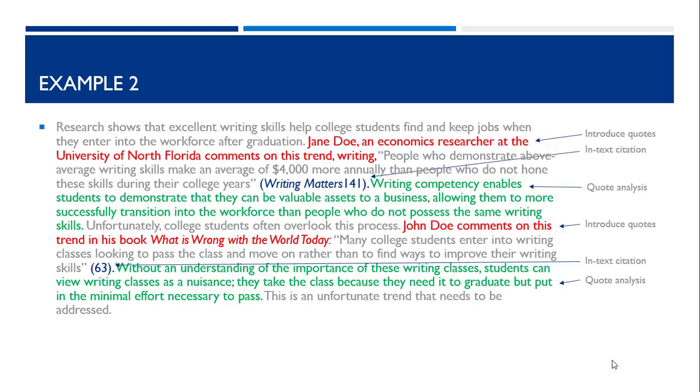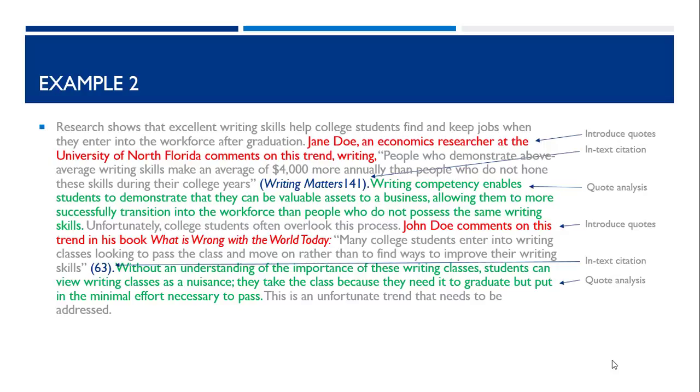The first sentence is exactly the same. It says, research shows that excellent writing skills help college students find and keep jobs when they enter into the workforce after graduation. Jane Doe, an economics researcher at the University of North Florida, comments on this trend, writing, quote, people who demonstrate above average writing skills make an average of $4,000 more annually than people who do not hone these skills during their college years.